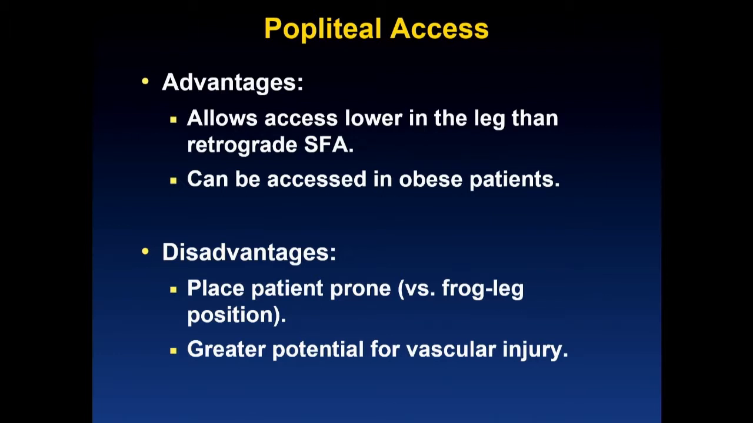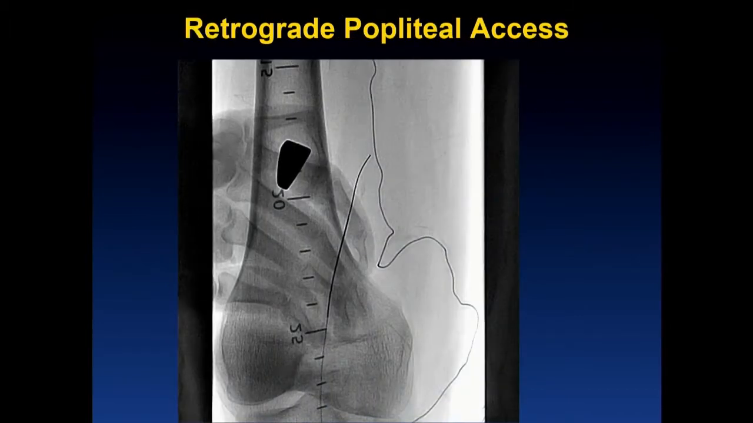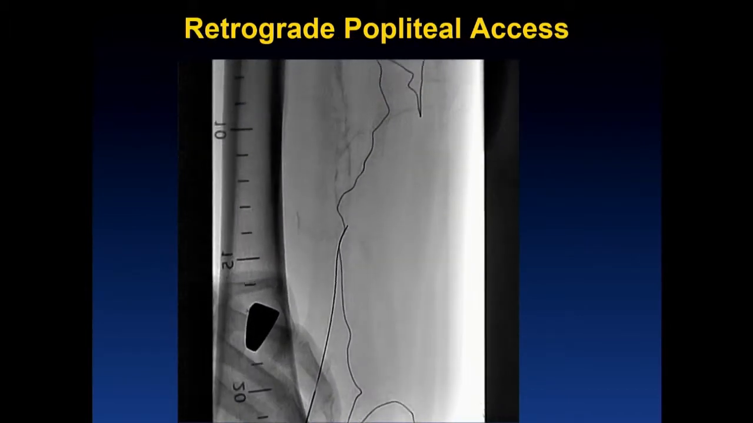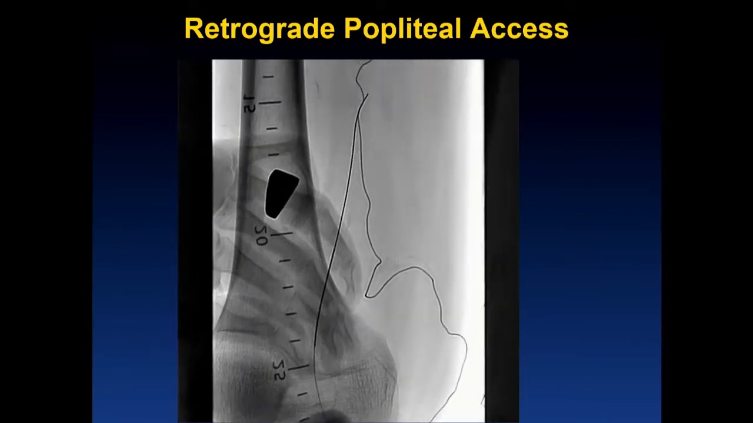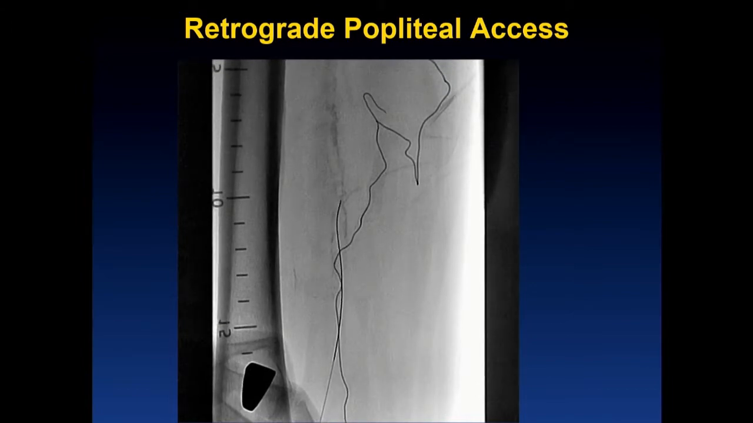If you start imaging a lot of popliteals, you can run into situations where the popliteal vein is directly on top of or right next to the popliteal artery. So I think the potential for vascular injury does remain higher, and the potential for subsequent bleeding. This is an example of retrograde popliteal access, courtesy of Dr. Banerjee. This is a patient who had an ostial SFA occlusion as well.